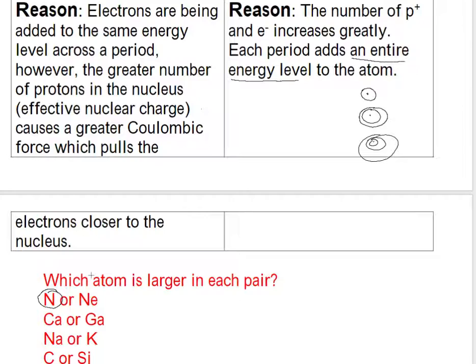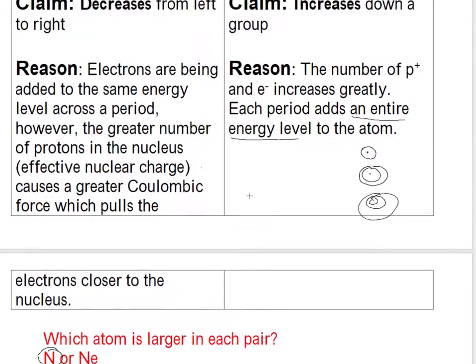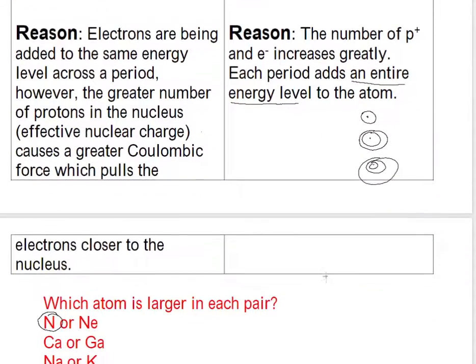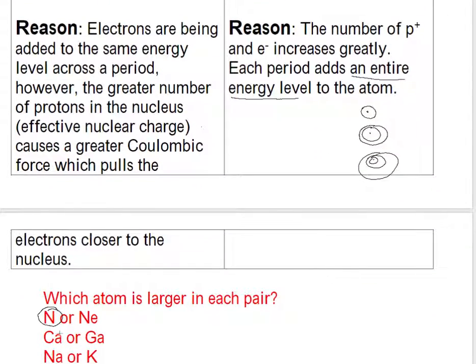For the second set, calcium or gallium? Calcium is here, and gallium is way over here. It's farther to the right. Calcium is closer to the left, therefore it's a bigger atom than gallium. Calcium is larger.